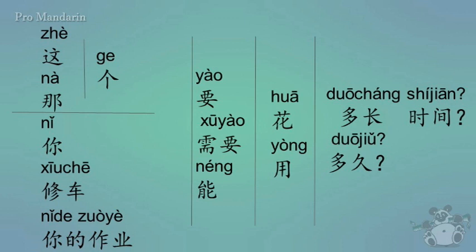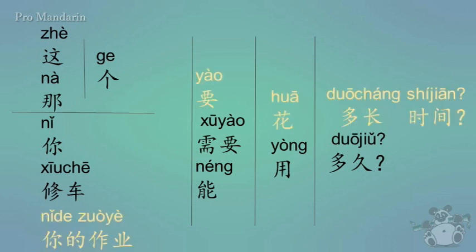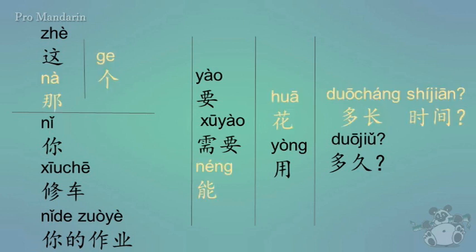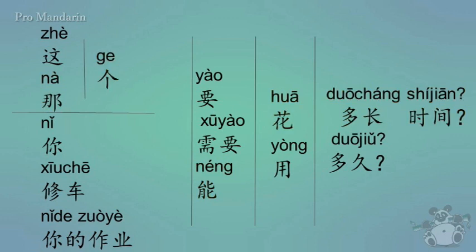So how would you say, how long is your homework gonna take? 你的作业要花多长时间? All right, how would you say, how long can that take? 那个能花多长时间? All right, now before we move on to the next section, what we're going to do is I'm going to give you 2 questions, and then you can answer them in the comments below, either in Chinese characters or pinyin with or without tones.